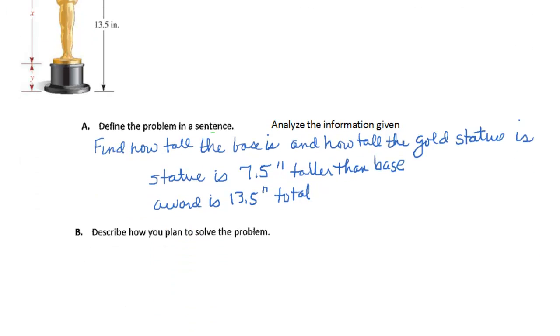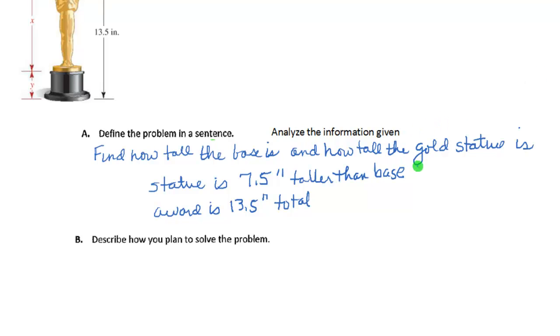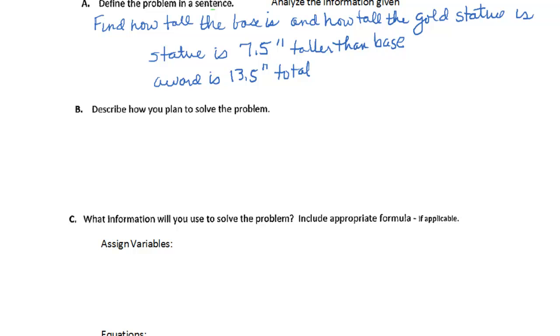And so let's describe how we're going to solve the problem. We are going to assign two variables, one for the height and one for the base. Based on our picture, we're going to let y be the height of the base and x be the height of the gold statue. Then we're going to come up with two equations using x and y, and then we will be solving the system of equations by using either substitution or elimination. So let's go ahead and assign those variables.